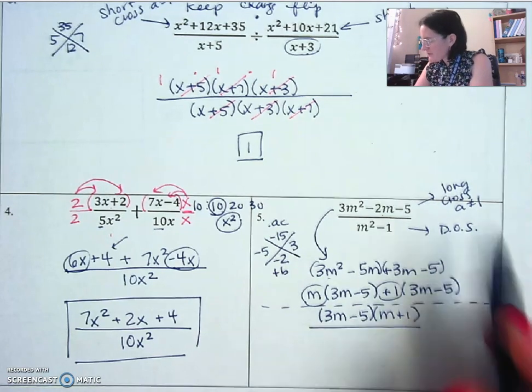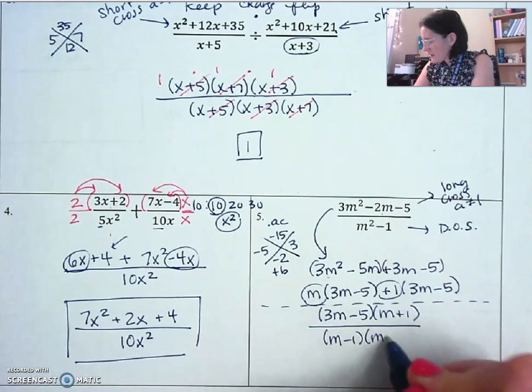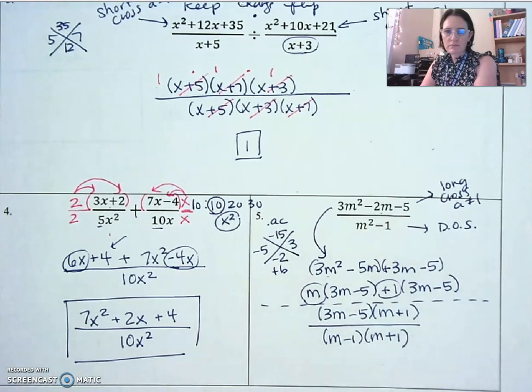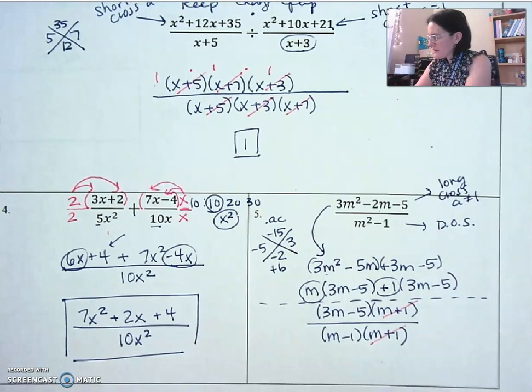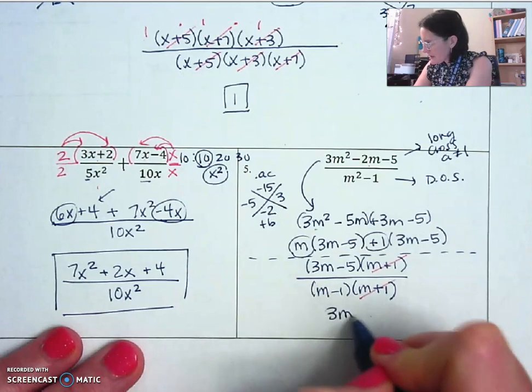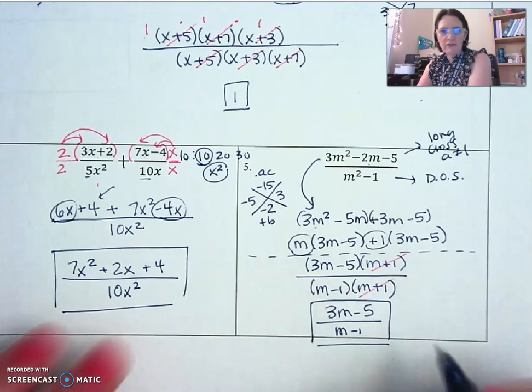And then difference of squares on the bottom gives me m minus 1, m plus 1. So the common factor here is m plus 1, leaving me 3m minus 5 over m minus 1 as my final answer.